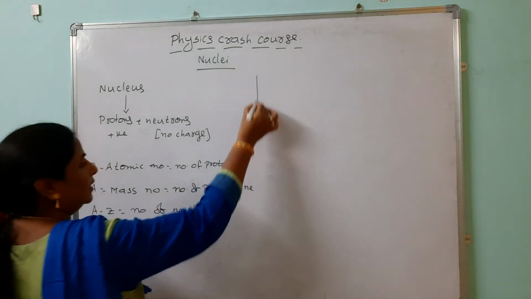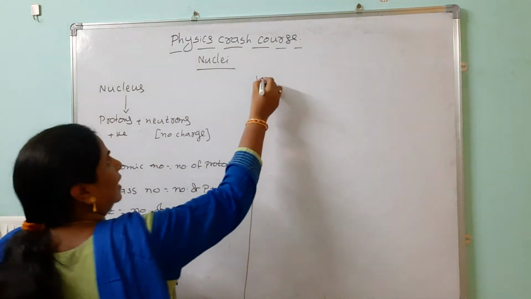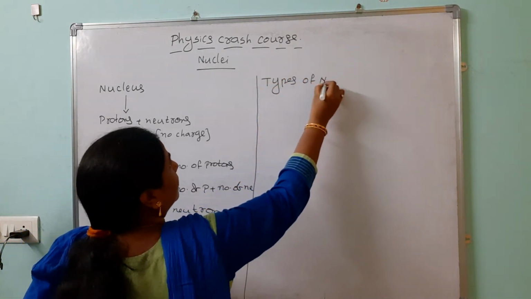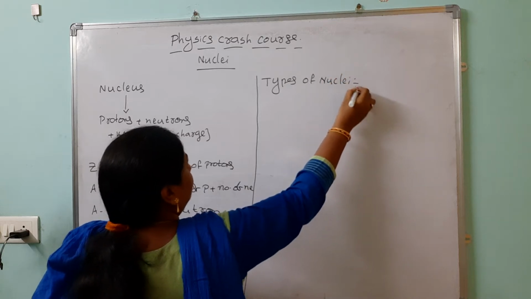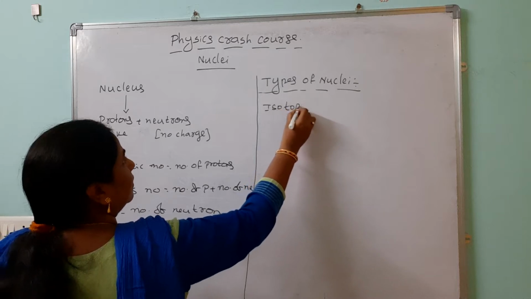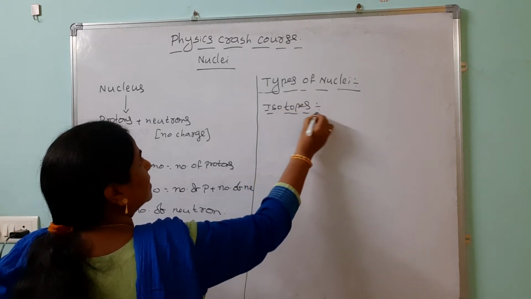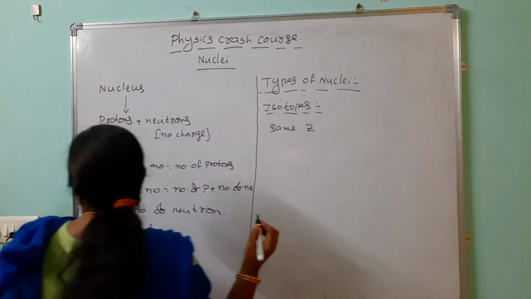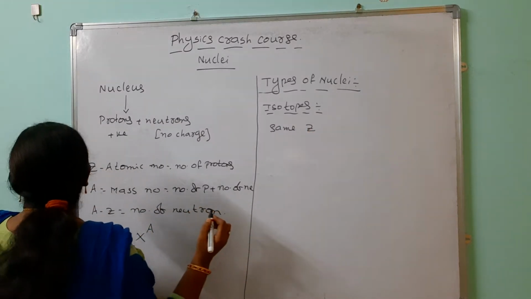Now we are going to the types of nuclei. How many types of nuclei are there? There are 4 types of nuclei. First one is the isotopes. Isotopes means same atomic number, represented by Z, and different mass number.